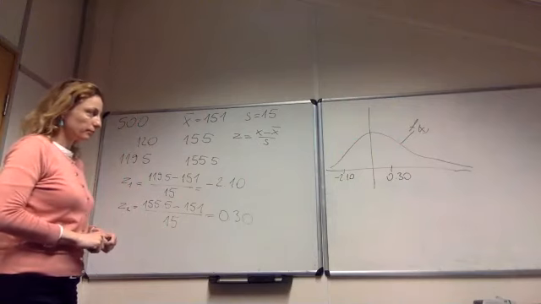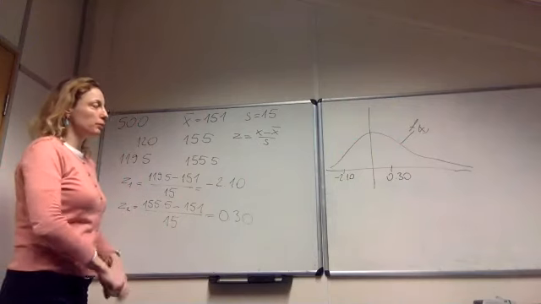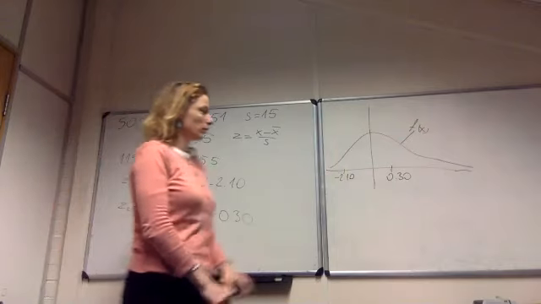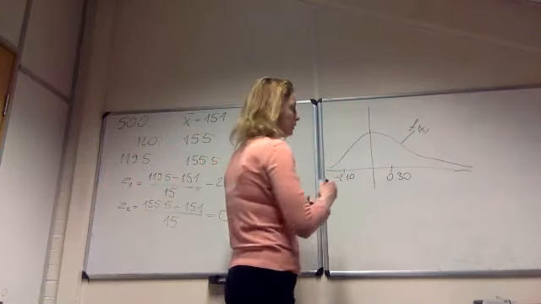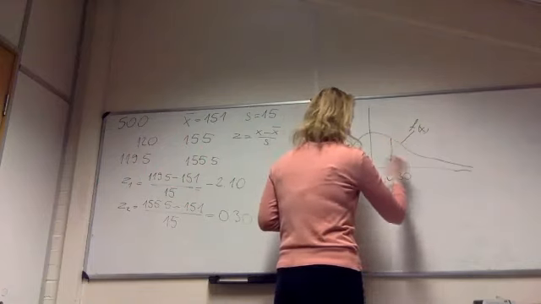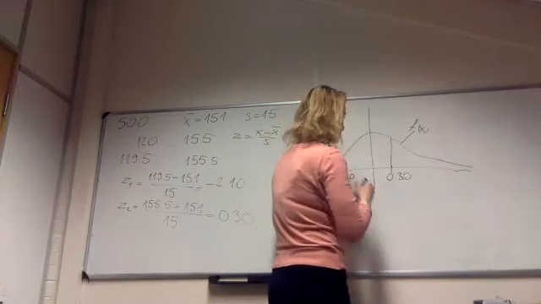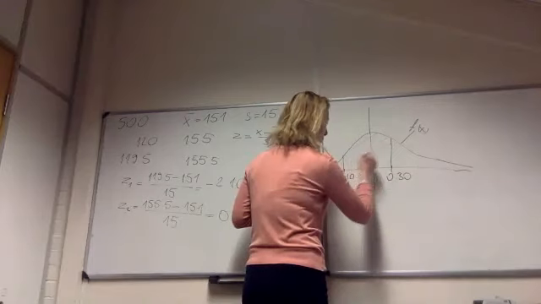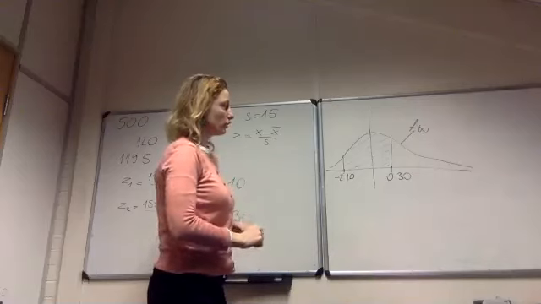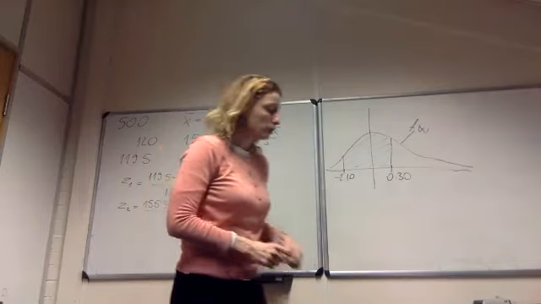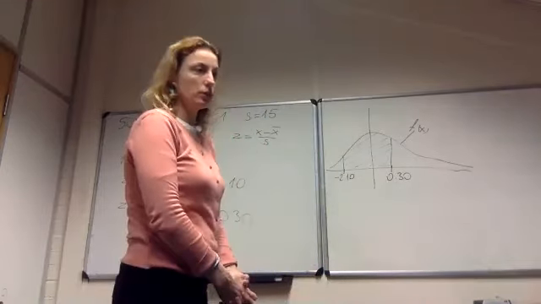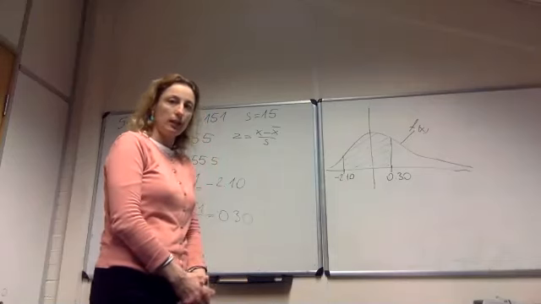So we want to find, how do we find the number of students falling into this range? What do we need to do? We need to find the area under the curve between these two limits. The area under the curve between these two limits. How do we do that? How do we find the area under the curve?